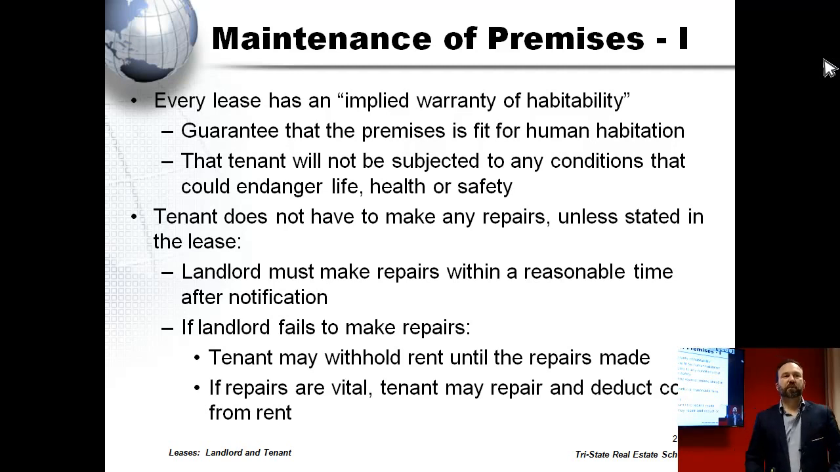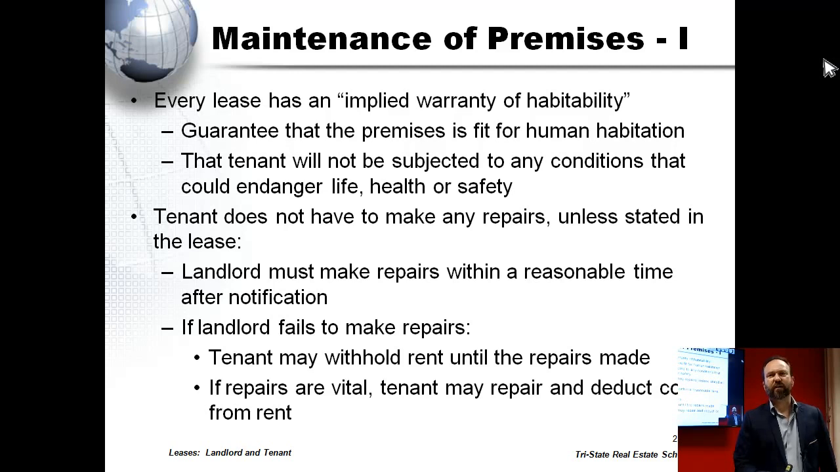Okay. Here's where we get into the maintenance of the premises. Every lease has an implied warranty of habitability. It's an implied warranty of habitability: the guarantee that the premises is fit for human habitation. The tenant will not be subject to any conditions that are or could endanger their life, health, or safety. Okay? And the tenants do not have to make any repairs unless stated in the lease. That's another thing, because unless it's stated in the lease, they don't have to make any repairs.